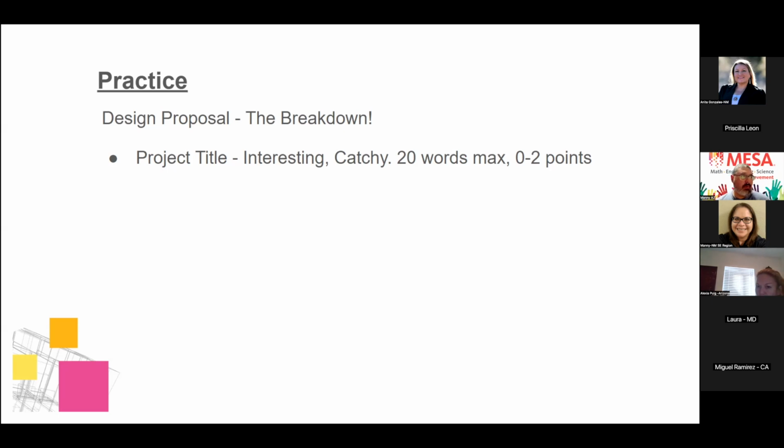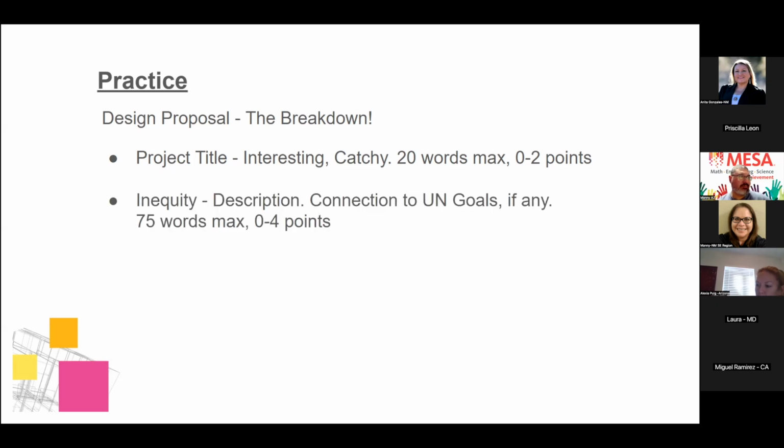But as far as the design proposal goes, we've got the project title, right? So, ideally, this is something interesting, catchy. It shares a little bit about the project just to kind of get the reader. If the reader was having just a bunch of title pages, and they're like, which one of these do I want to read first, right? What's going to catch the attention? It's 20 words, 0 to 2 points. The idea is just something fun that kind of introduces the reader to the idea.